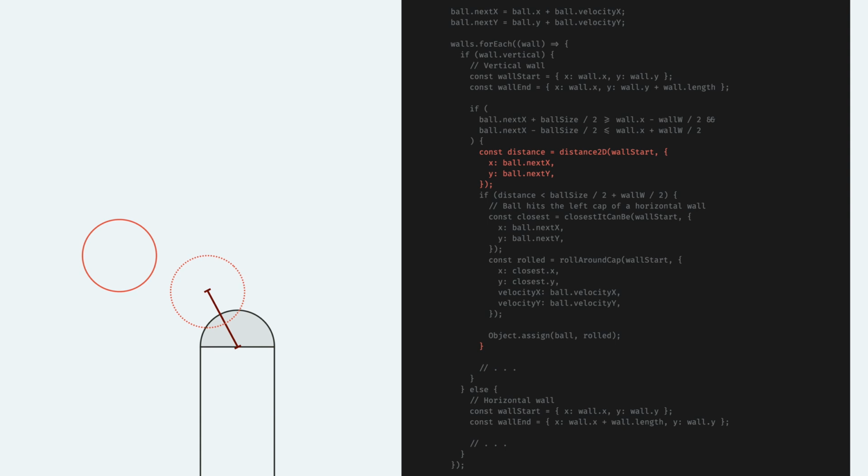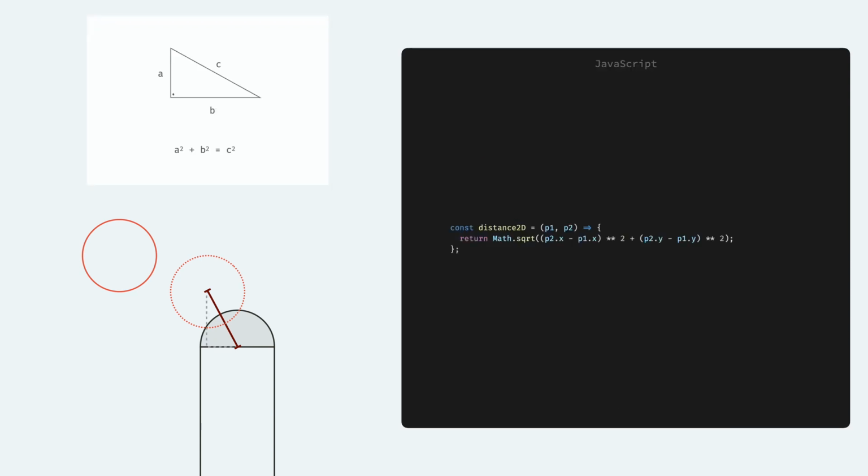The distance we are looking for is the one between the center of the ball and the center of the wall cap. If this distance is less than half the size of the ball plus the radius of the wall cap, then we have a hit. We can get this distance with trigonometry. We know the position of the center of the ball, and we know the center of the wall cap as that is the wall's starting point or the wall's end point. We frame these 2 points into a right triangle, where one side is the difference of the horizontal positions and one side is the difference of the vertical positions. And then we can calculate the distance with the Pythagorean theorem.